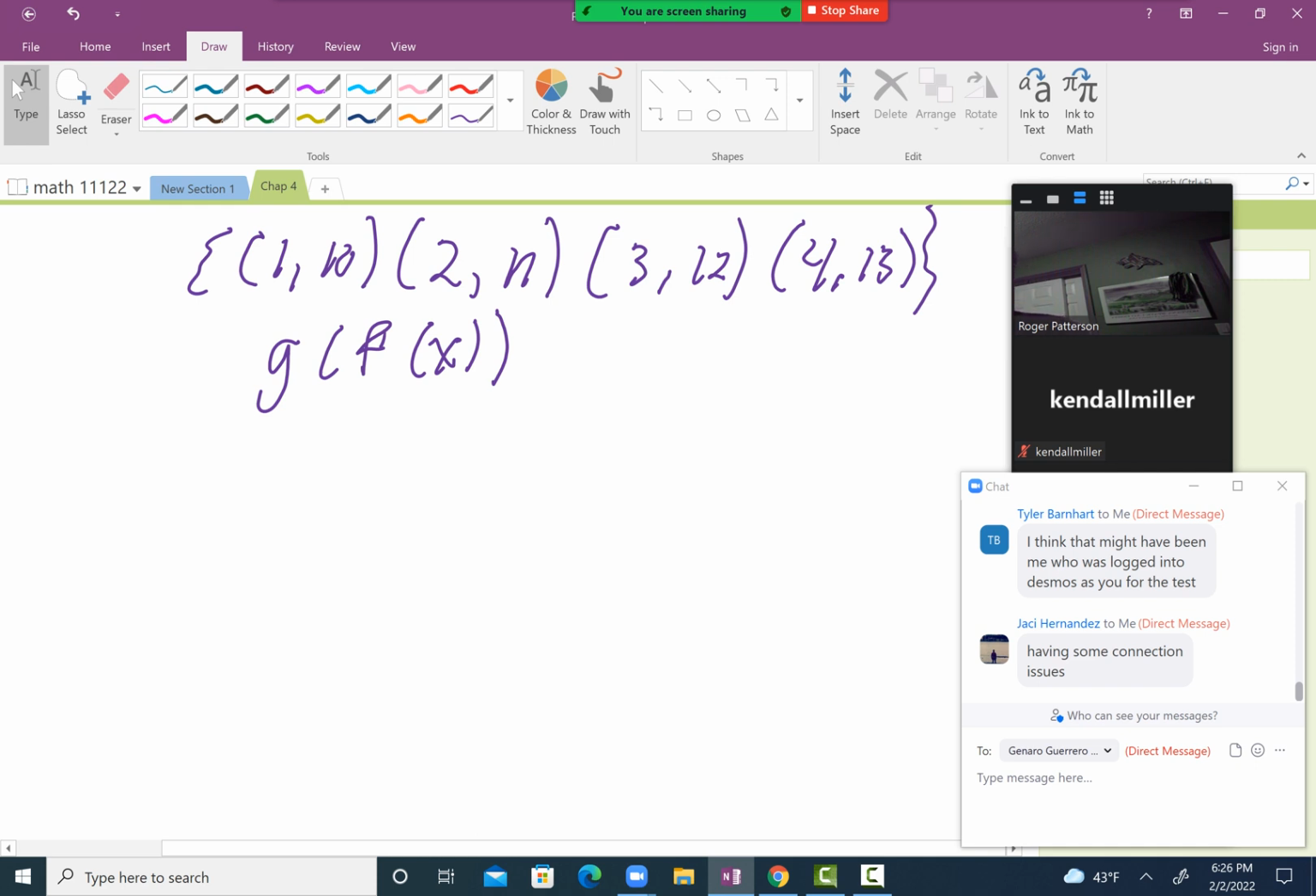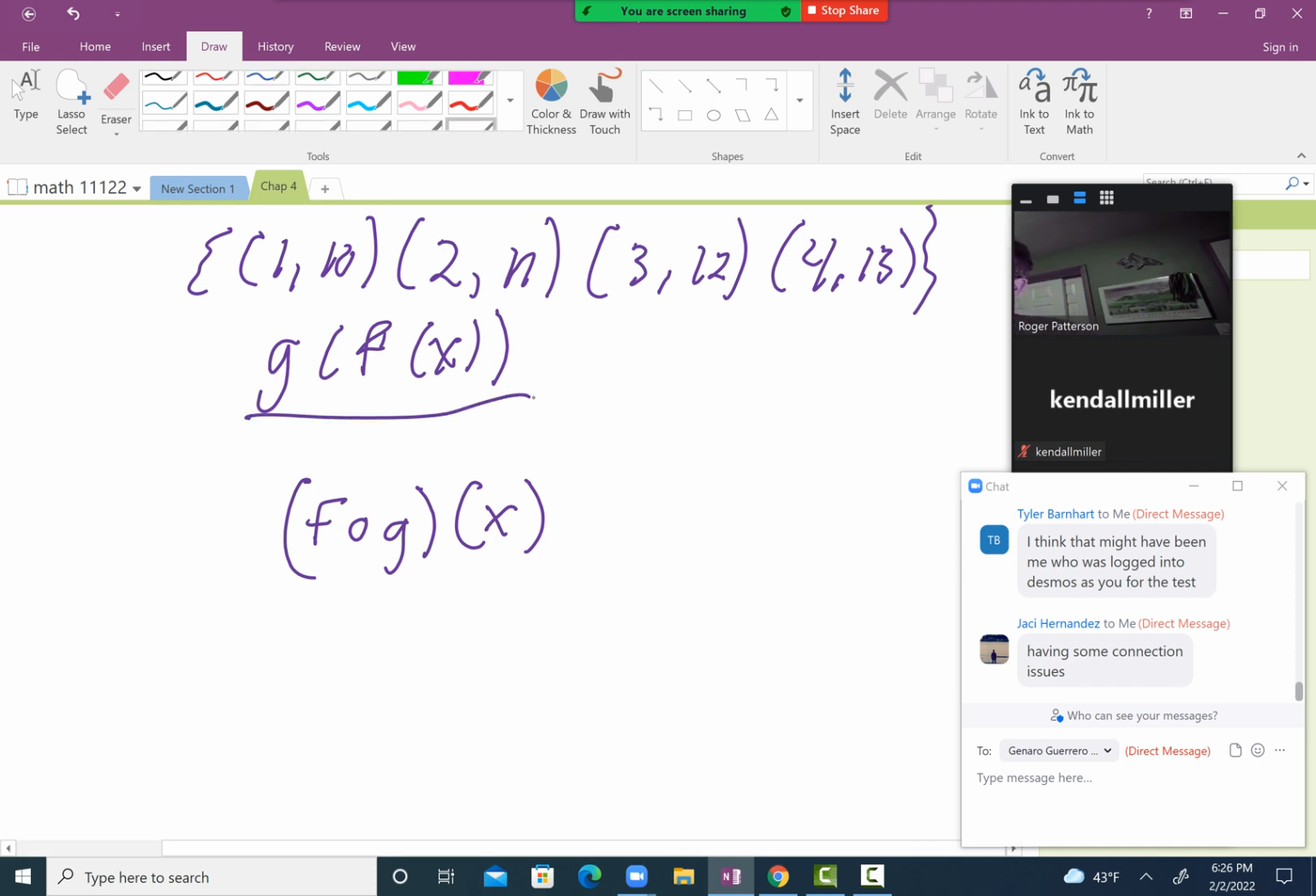The textbook likes to write it as f circle g, (f∘g)(x), with parentheses around that and then an x. I've never been real fond of that way of writing it. I've always kind of liked this one instead, but they use this guy. It's kind of the same thing, except in this one the g function is on the inside, where in the other the f function is on the inside. You'll see the difference as we start doing some problems.